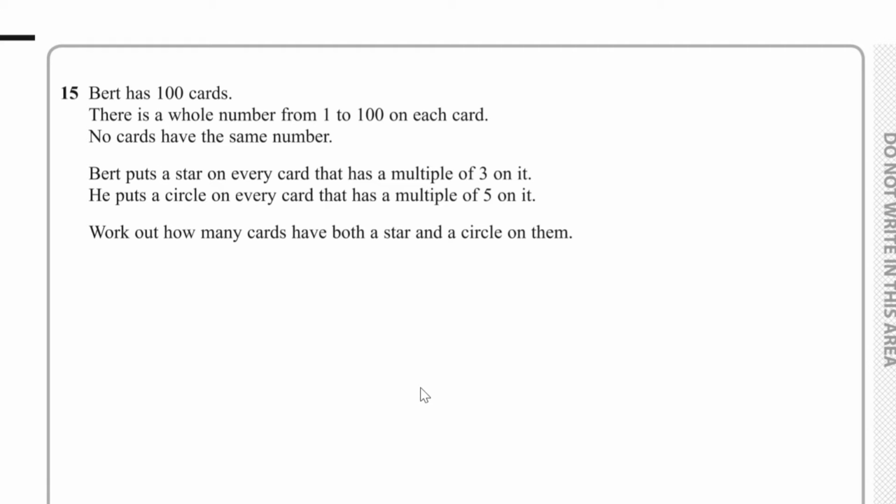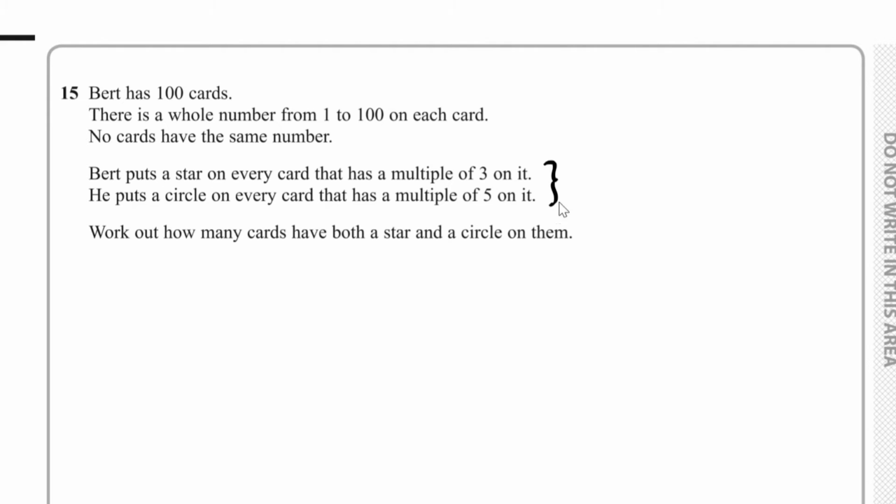Question number 15. Bert has 100 cards. There's a whole number from 1 to 100 on each card. No cards have the same number. Bert puts a star on every card that has a multiple of 3 on it, and he puts a circle on every multiple of 5. And we have to work out how many cards have both a star and a circle on them. Well, we've got these numbers 1 to 100, and he's putting a star on every multiple of 3 and a circle on every multiple of 5. And we have to find out how many cards have both a star and a circle on them.